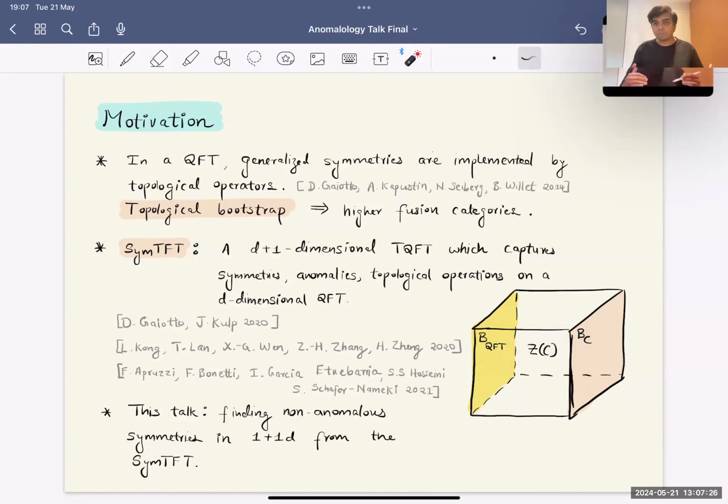I will say much more about this in concrete cases, but this talk is about how to determine non-anomalous symmetries. Oh, I completely erased something. How to determine non-anomalous symmetries in the d-dimensional QFT, starting from the SymTFT. That is one of the goals of the talk. Any questions on the motivation at this point?